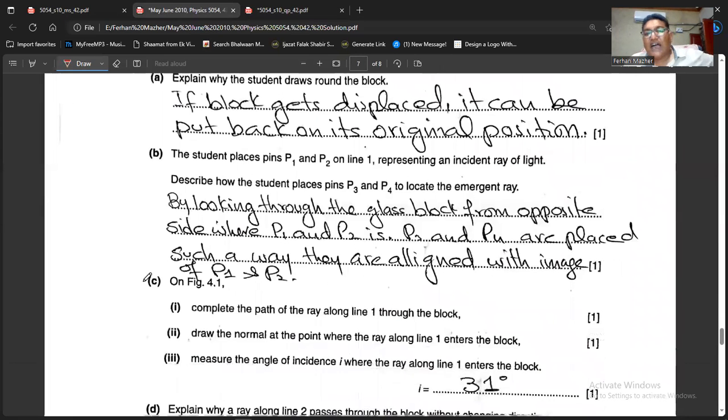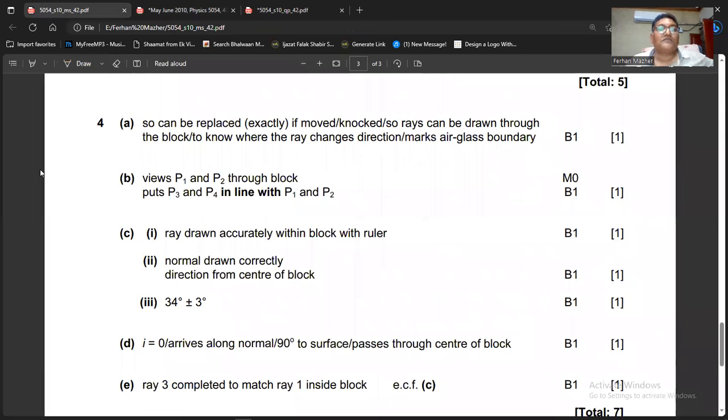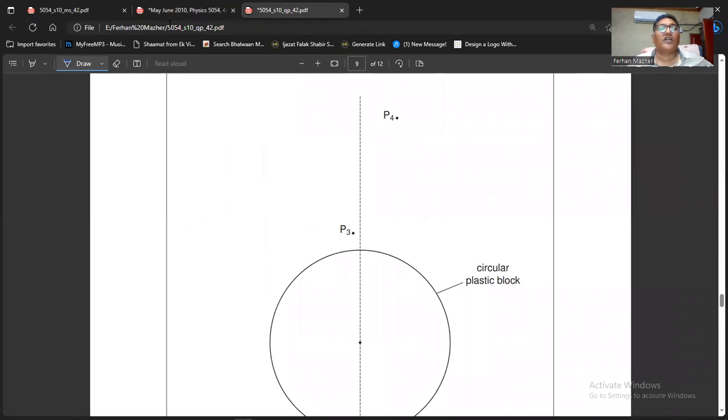By looking through the glass block from the opposite side where pin 1 and pin 2 are, pin 3 and pin 4 are placed in such a way that they are aligned with the image of the pin 1 and the pin 2. That is my answer. This is the marking scheme.